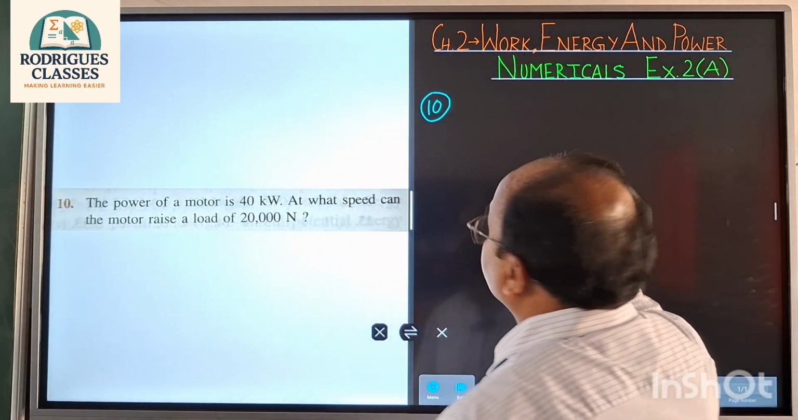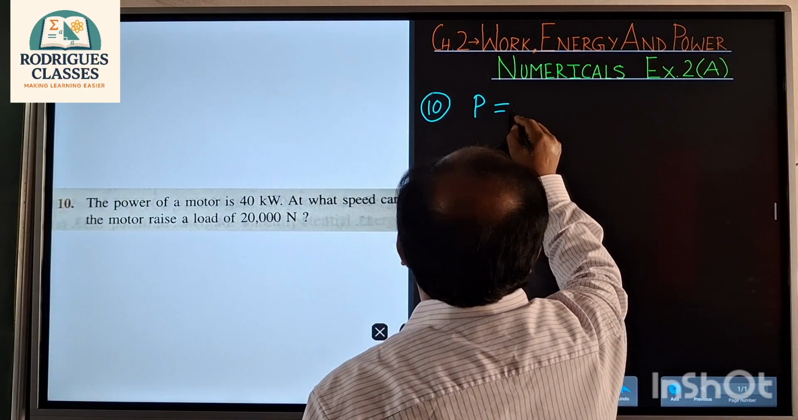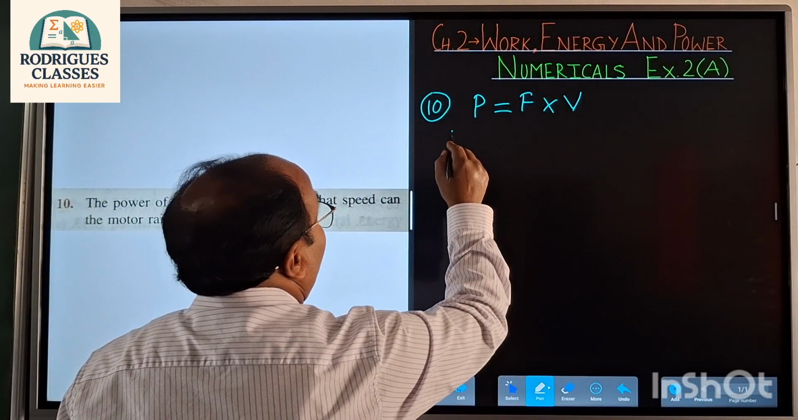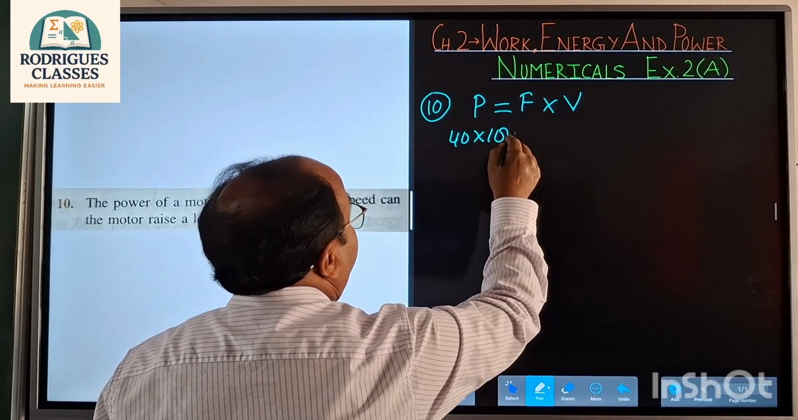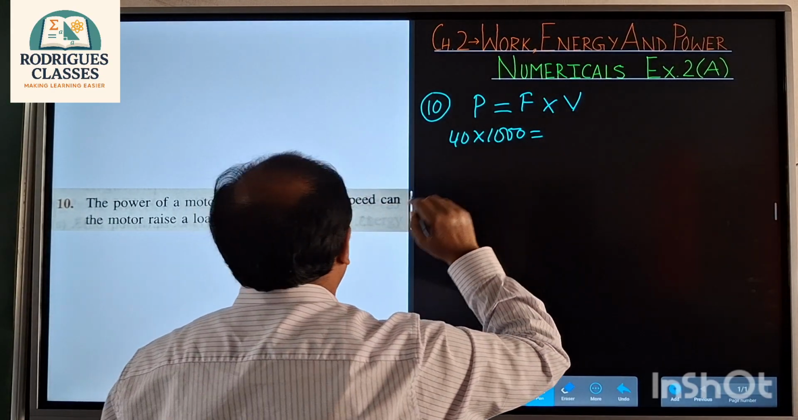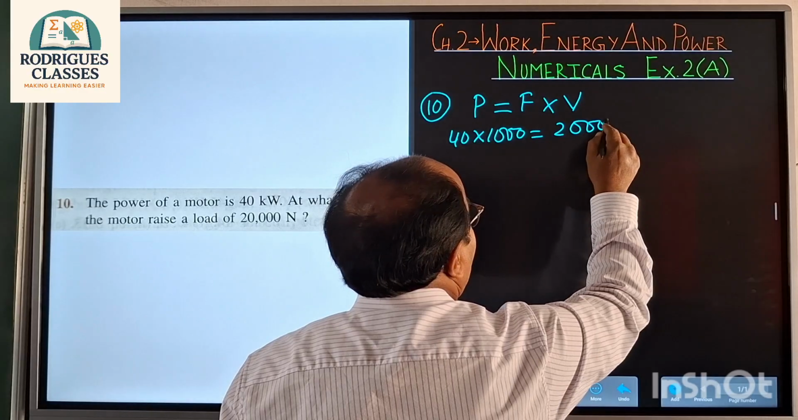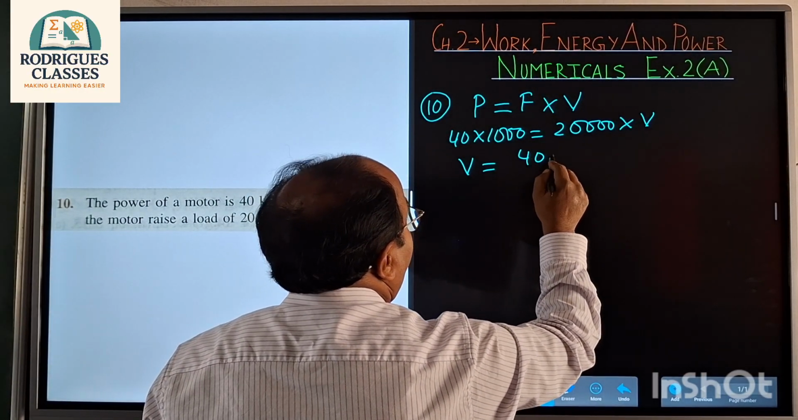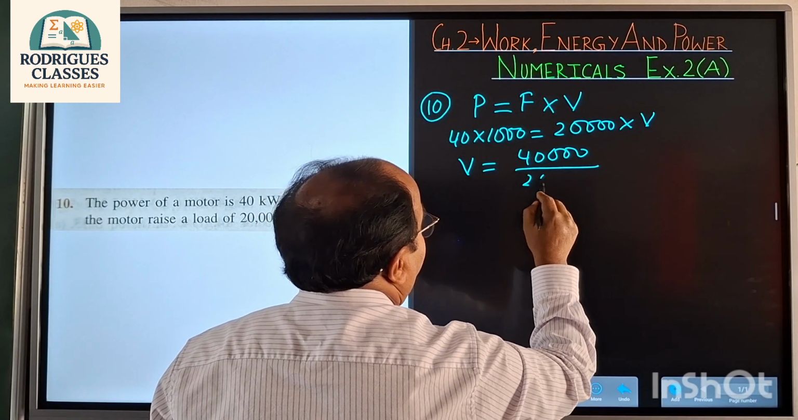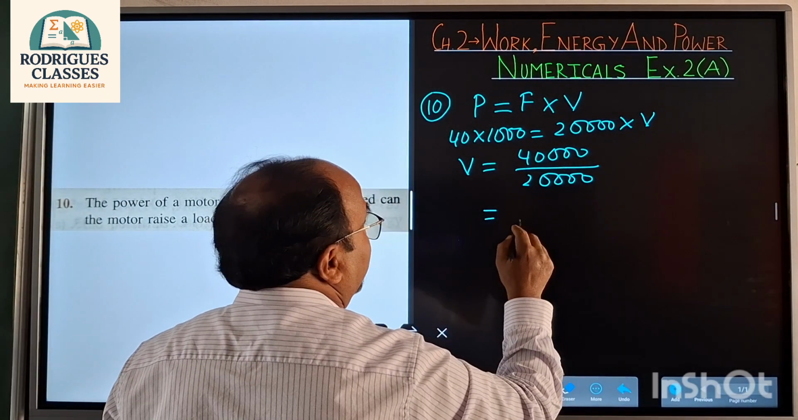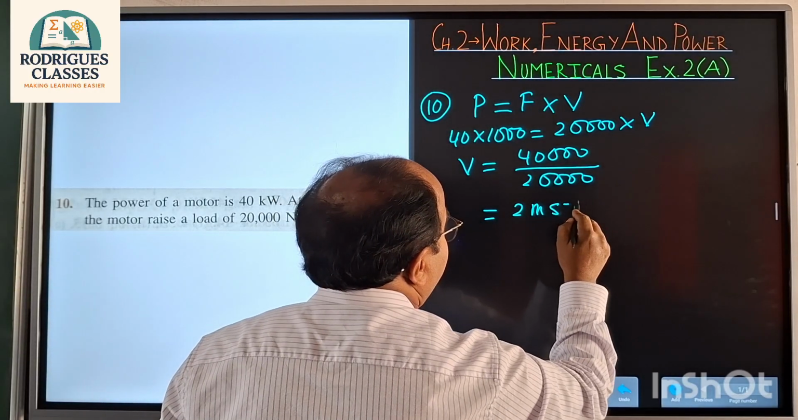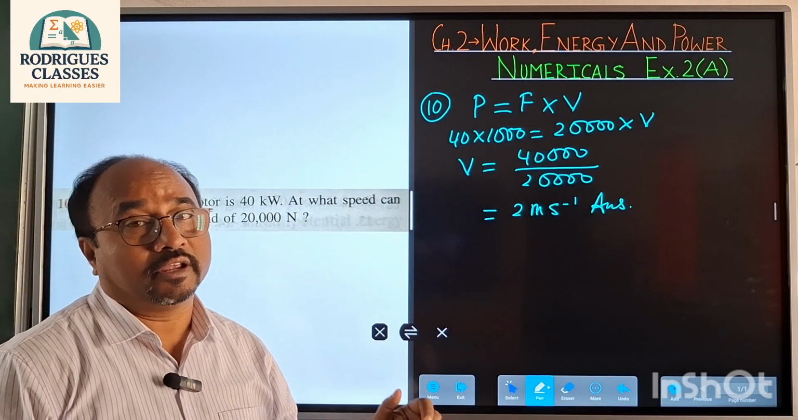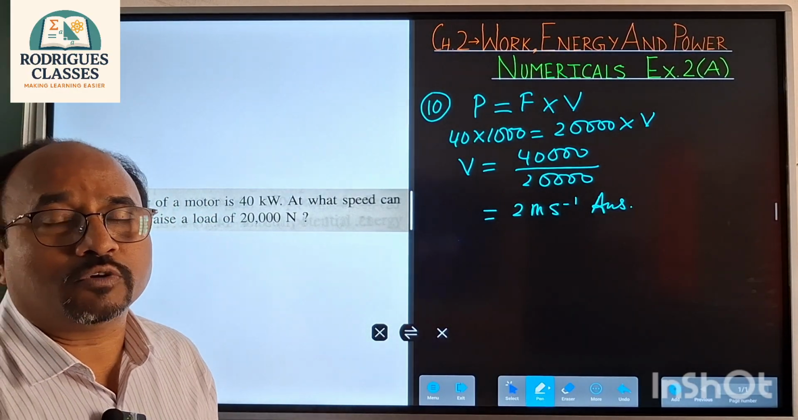So we write the formula. Power is equal to force into the average speed. Power is 40 kilowatt, so I am writing it as 40 into 1000 watt. Force is given to us as 20,000. We have to find the speed. So this V will come as 40,000 divided by 20,000. That gives you 2 meter per second. So this is your answer. A very direct sum, provided you remember this formula: power is equal to force into average speed.